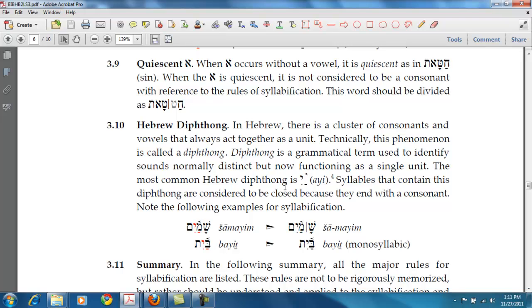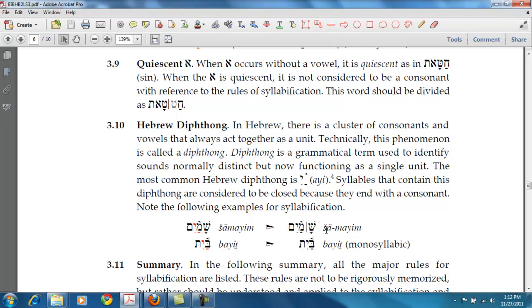The most common Hebrew diphthong is the patach, yod, hirik. Syllables that contain this diphthong are considered to be closed because they end with a consonant. So note the following examples for syllabification purposes, for breaking them into syllables. You got this shemaim, not shemayim. It's not 3 syllables, it's 2 syllables. Sha, mime.